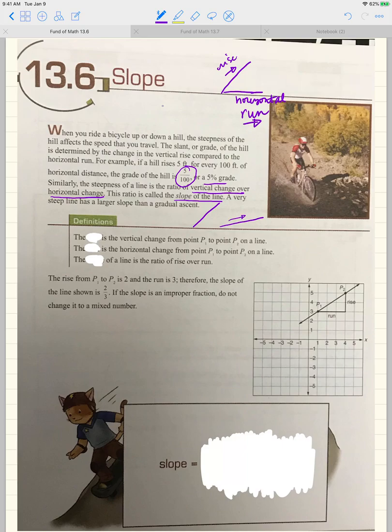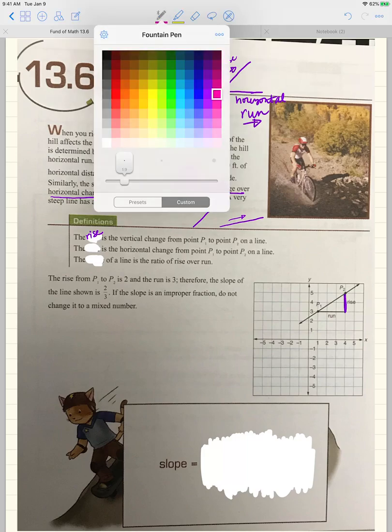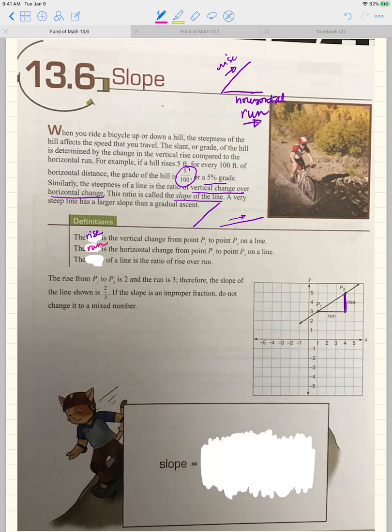So the rise is the vertical change from point P1 to point P2 on a line. That is the rise right here. How far does it change vertically? Okay. The run is the horizontal change from point P1 to P2 on a line. So how far does it change horizontally? Okay.